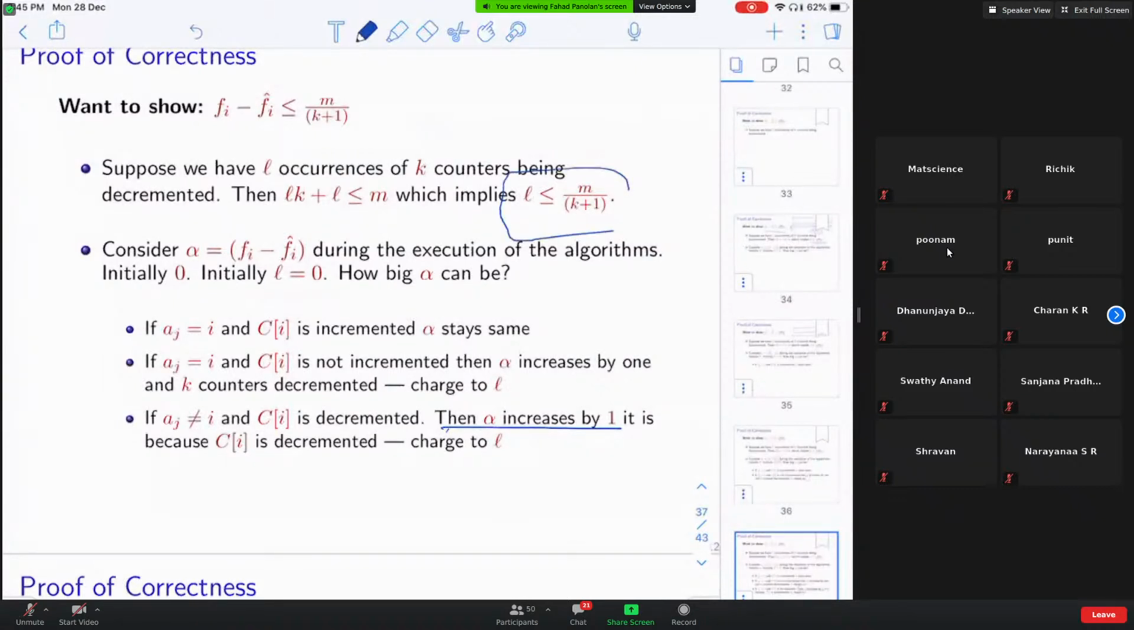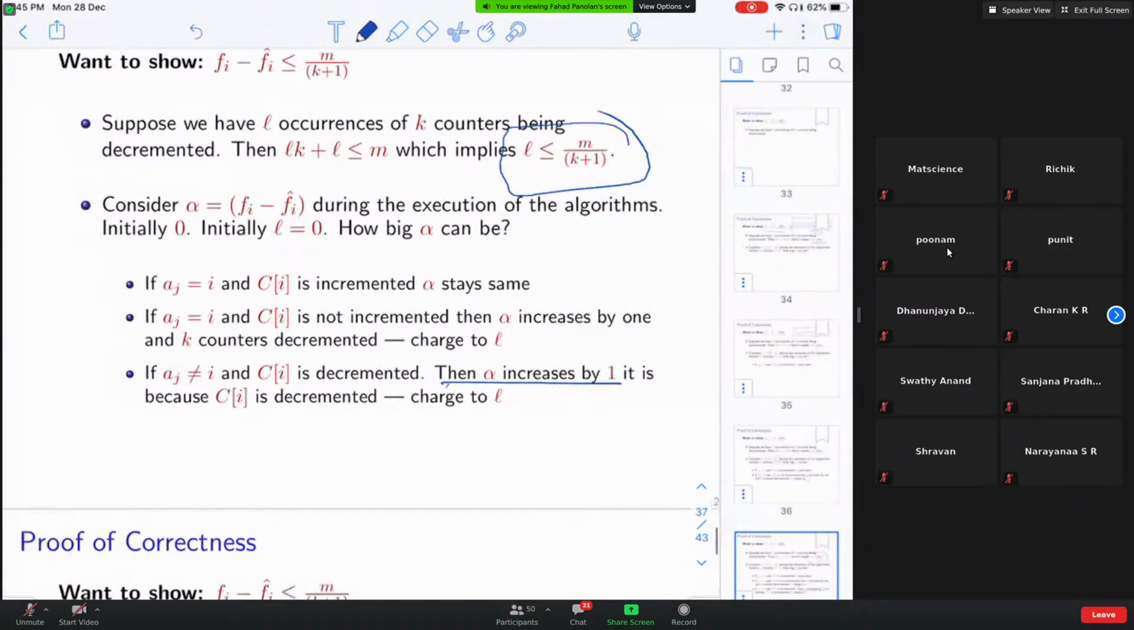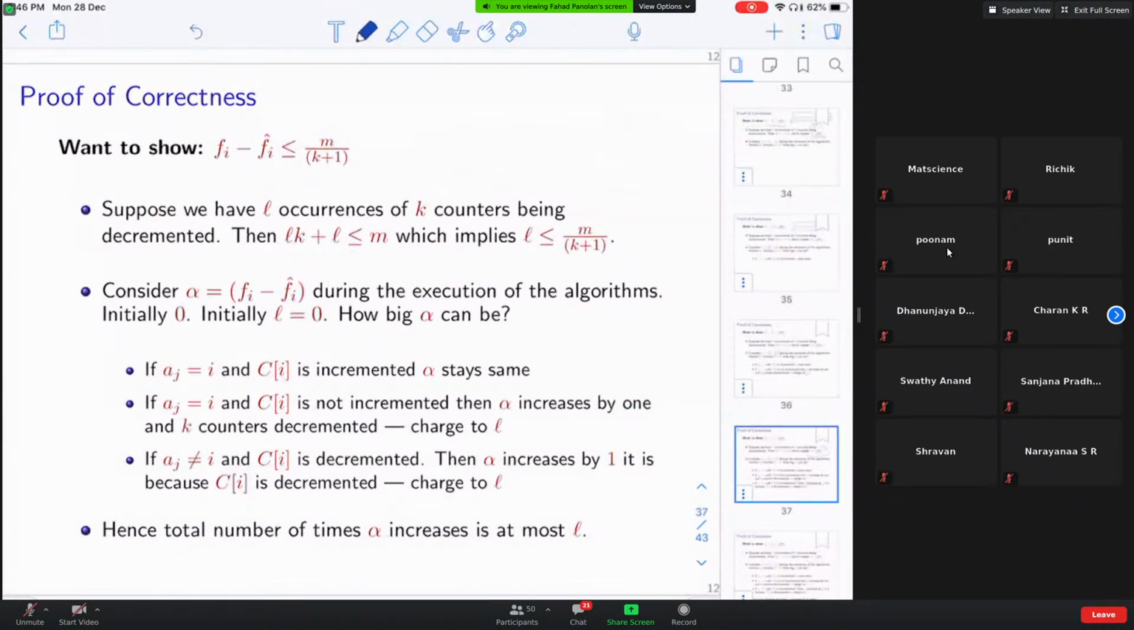That is what this says: L, which is at most m by k plus 1. And what is the maximum value alpha can have? The maximum value alpha can have is actually the maximum number of decrement iterations, which is m by k plus 1. And that's it. Alpha increases at most L times, and L is at most m by k plus 1, and alpha is actually equal to this quantity, and hence I got this. Is the proof clear? If you have any questions on this, then please ask. So we use a charging argument to prove it.